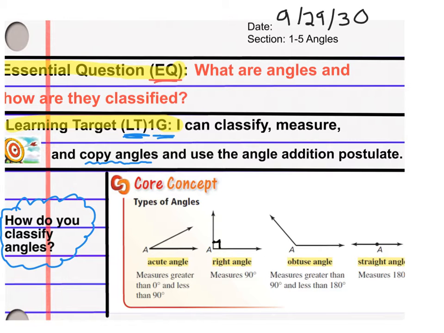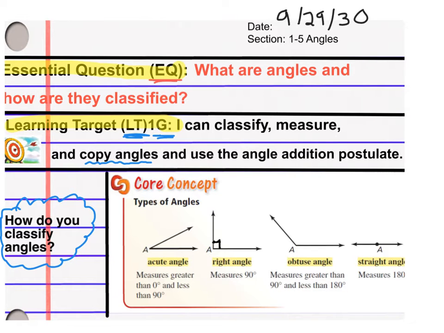Classifying is like putting into groups. Like we can classify a cat as a mammal, or we can classify a bald eagle as a bird. So how do we classify? You can abbreviate, but you should have all these definitions down.